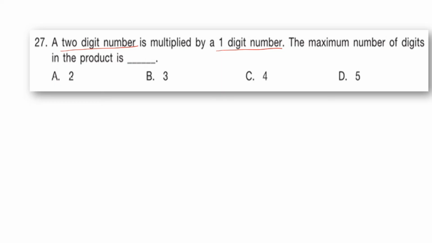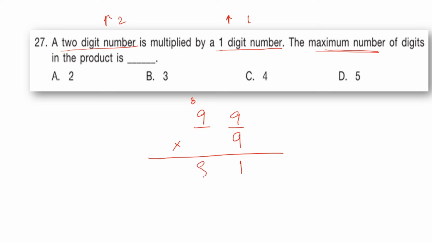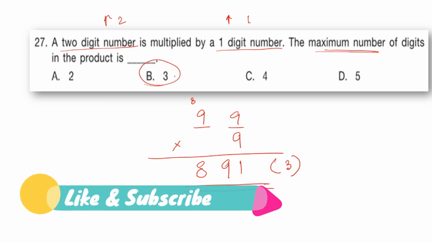Well, let's look at this together. Now to find the maximum number of digits, we should be multiplying the greatest 2-digit number and the greatest 1-digit number. Now the greatest 2-digit number is 99, and the greatest 1-digit number is 9. If we multiply this together, 9 times 9 is 81, 1 carry 8. Again 9 times 9 is 81 plus 8 is 89. So 891 is the greatest multiplication number that can happen, which is a 3-digit number. Hence our answer is option B.